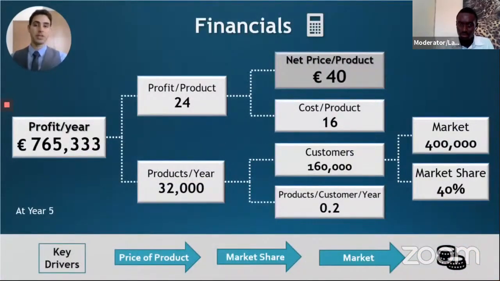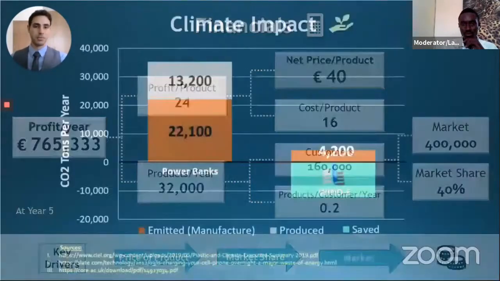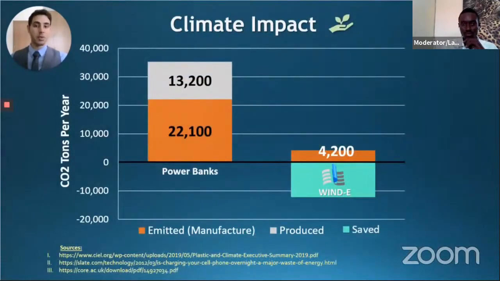Our net price is 40 euros. With a market of 400,000 people and a market share of 40%, we get a profit of around 765k euros. The main key drivers that affect our financials are the price of the product, the market share, and the market itself. This long-lasting product has a major contribution on climate impact.